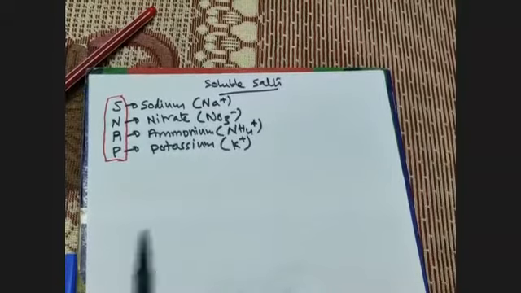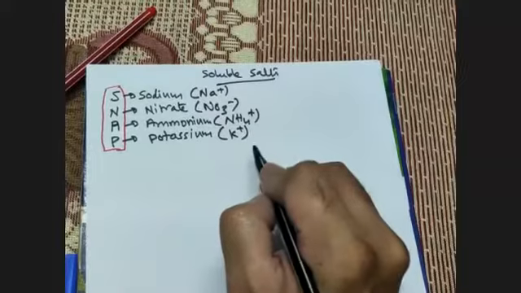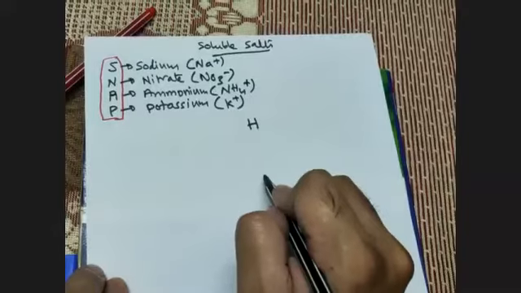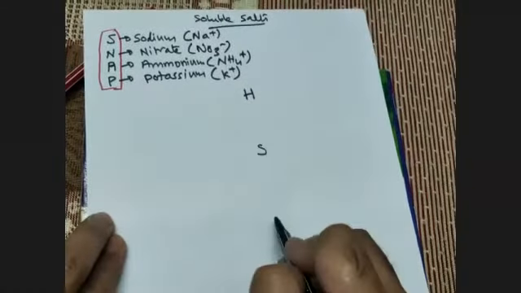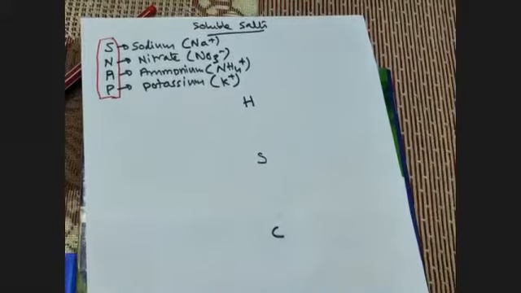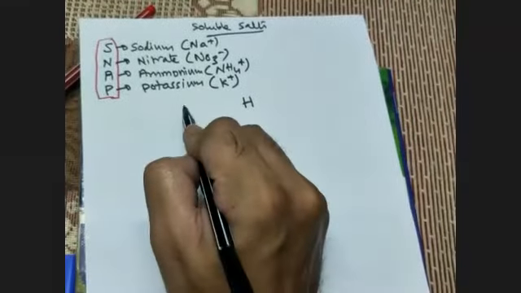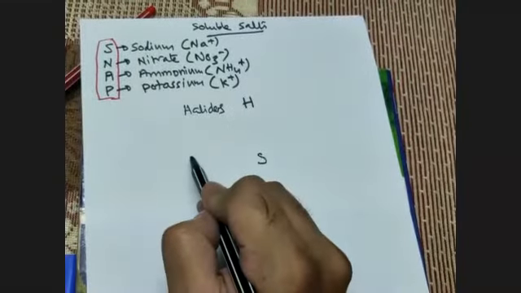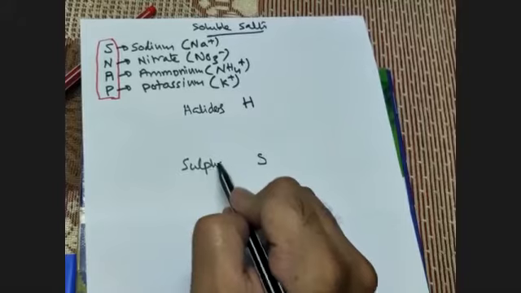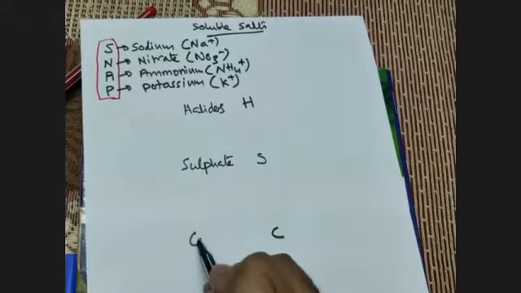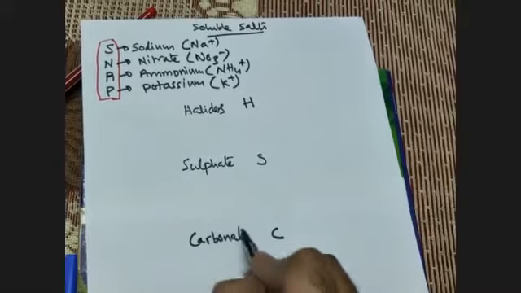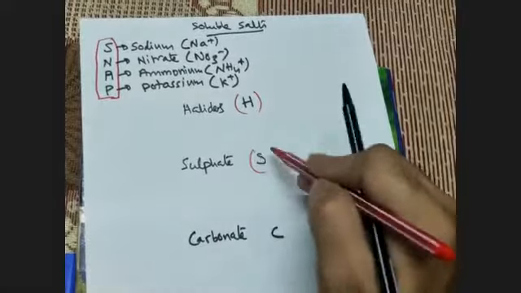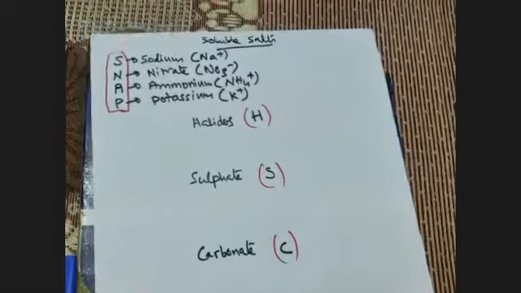Okay, এখন for insoluble salt এইটা এই প্যাটার্নে মাথায় রাখবো, H S C. H is for halides. S is for sulfate and C is for carbonate. So এই সল্ট গুলার প্যাটার্নটা আমরা কিভাবে H S C এই প্যাটার্নে মাথায় রাখবো, HSC.